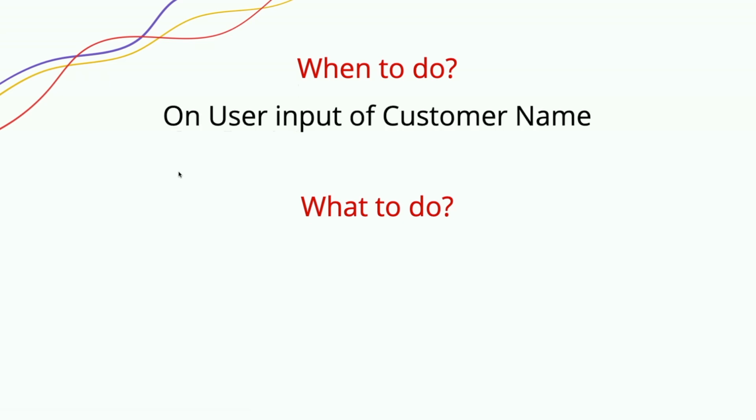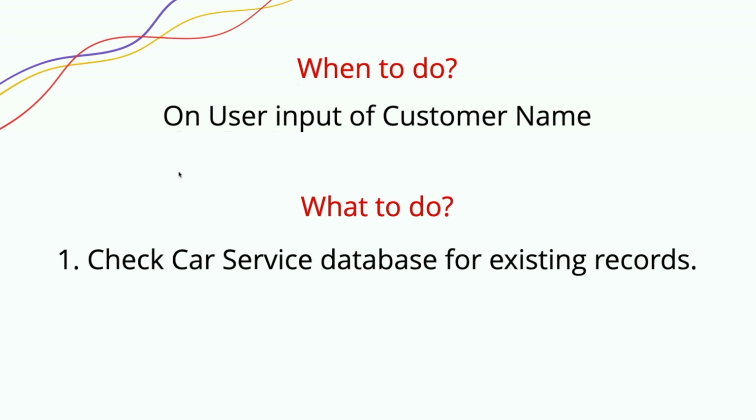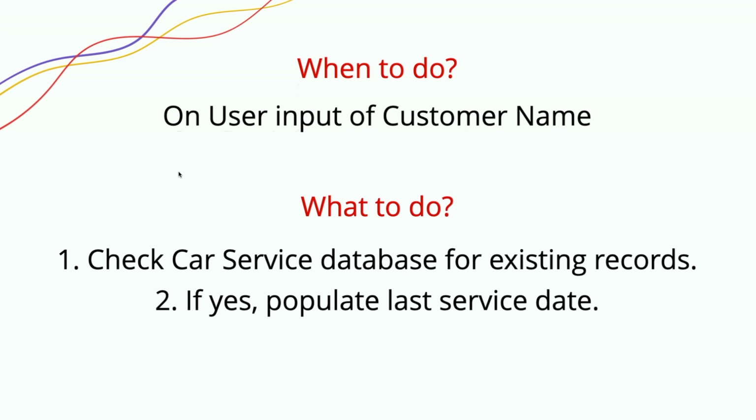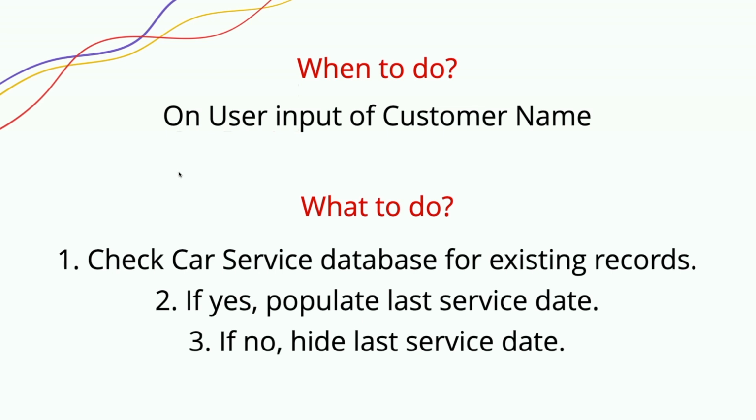So when to do, when you enter a value for the customer field, on user input of customer name, and what to do. Again, it's 3 steps that we are going to do. Number 1, check existing database to see if this customer has already had a service with us. That's task number 1. Number 2, we are going to validate that. If yes, we are going to populate the last service date. If it is a new customer, it's the first time he is coming to us, what are we supposed to do? We don't need the last service date, right? If he's coming for the first time. So if there is no existing record for that specific customer, we'll simply hide the last service date. So 3 tasks that we are going to do here.